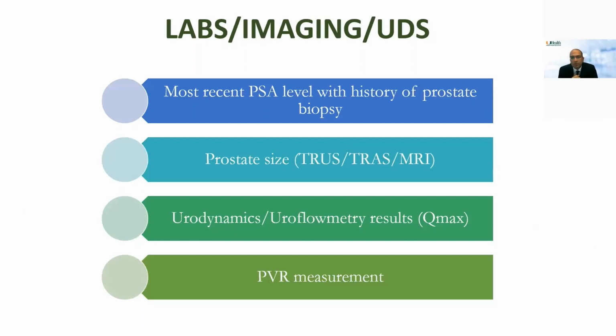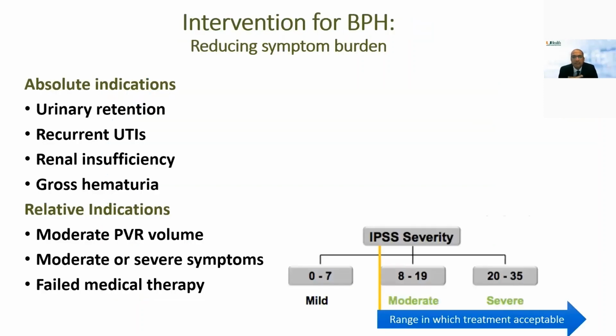So in terms of workup, the additional levels, what we look at is PSA, but again, this is all done in close collaboration with all of you, with our urology colleagues. And we look at the history of prostate biopsy, prostate size. Some patients cannot get MRI, so they will get a transrectal ultrasound or a transabdominal ultrasound. Urodynamics and uroflow as indicated, and then post-void residual measurement. So these are the things which we evaluate to determine the candidacy for the procedure.